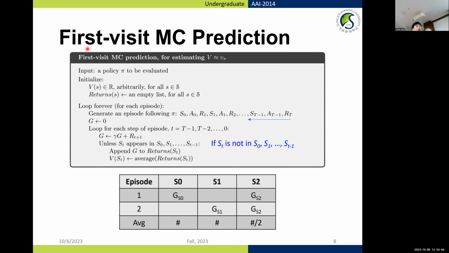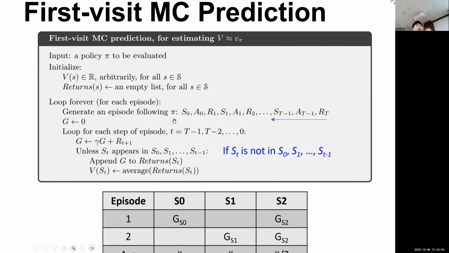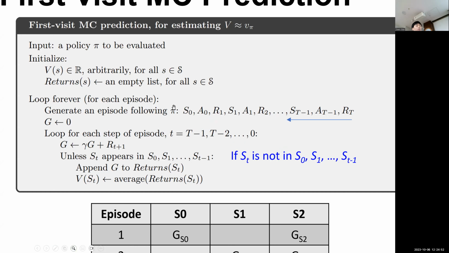The first visit means that we generate a sequence based on the policy pi. Then we generate the sequence. So this is one episode, right? Here we loop forever. For each episode, every time we generate a new episode by following the policy pi, until the end termination. Then we trace back this episode, collect the rewards we get, accumulate the rewards and calculate the average.